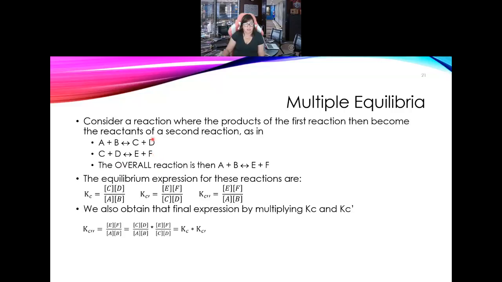You understand that because the C's and D's have canceled since they're on opposite sides. The equilibrium expression for this first reaction is C times D over A times B. For this reaction, it's E times F over C times D. And for the overall reaction, it should be E times F over A times B. This right here. But I know that to get this, I can multiply these 2 things together and get that value. So that's where that's important.